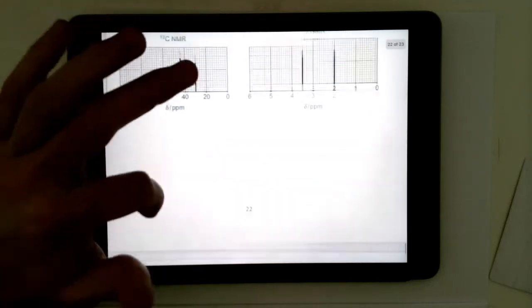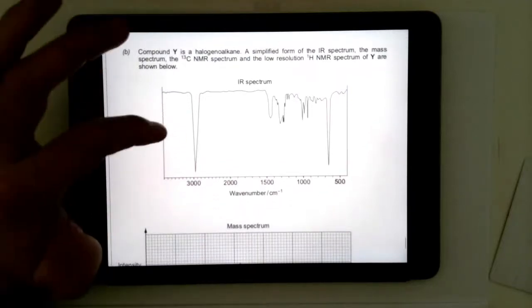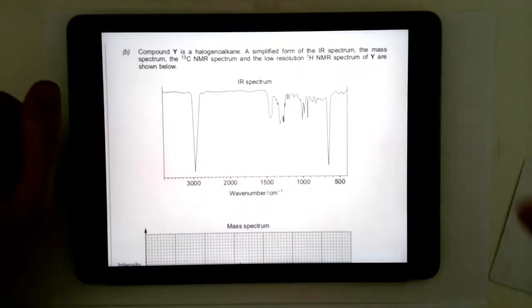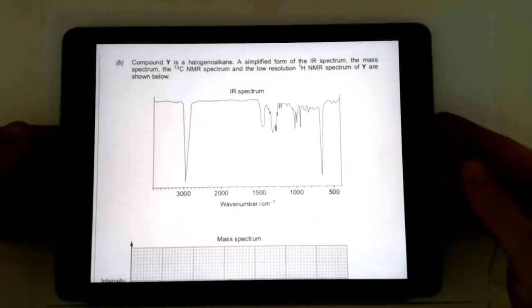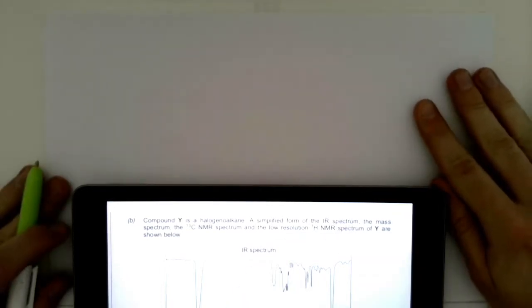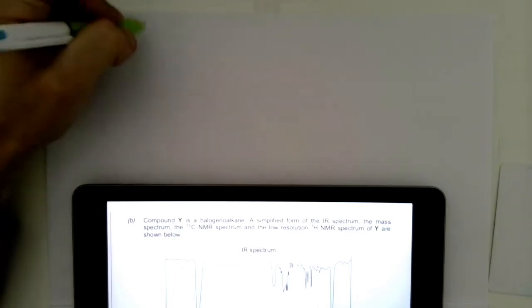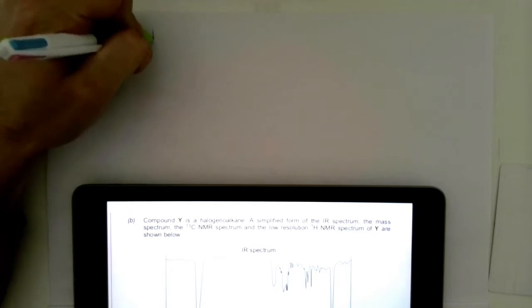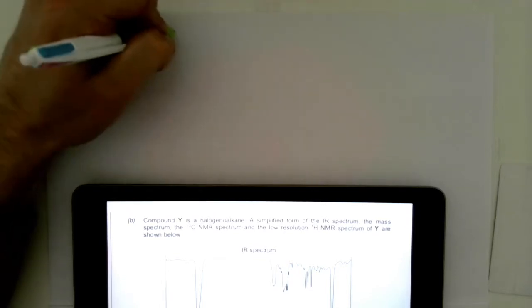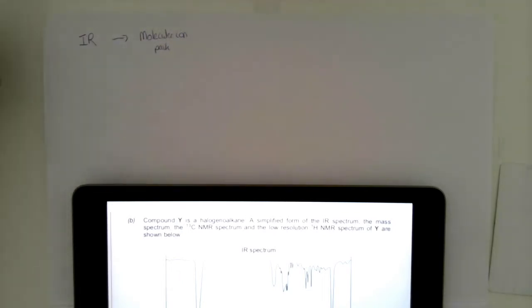So when you come up to a question like this, it's often a little bit daunting. You're thinking, where on earth shall I start? I tend to do the same sort of things with it. I start with the spectrum that's easiest to interpret, and usually the infrared spectrum is the easiest. I then look at the molecular ion peak. I don't look at the fragments, because it's always really difficult to work out the fragments straight away.